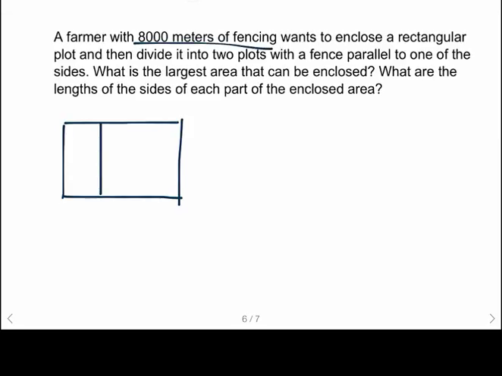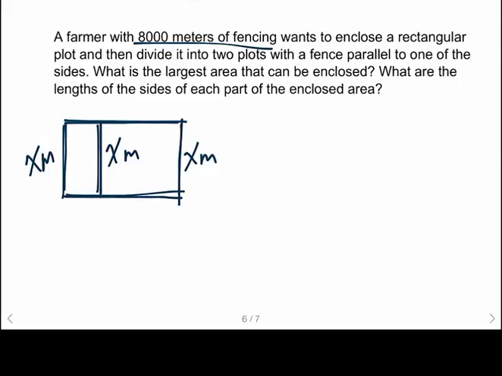8,000 meters of fencing needs to account for the 3 vertical segments as well as the 2 longer horizontal segments. I'm assuming longer. It may not turn out to be. Okay, it will be, but there we go. What we need to do is label stuff. I'm going to identify the 3 vertical segments as having a length of x. So x meters for each of those 3.